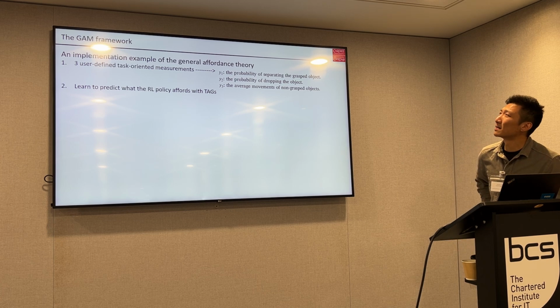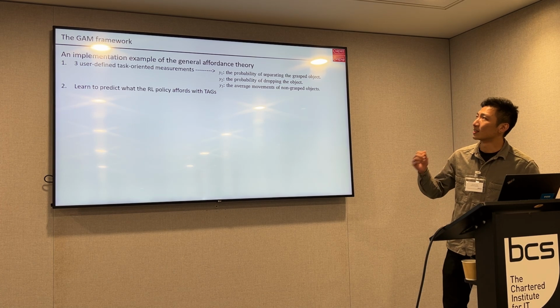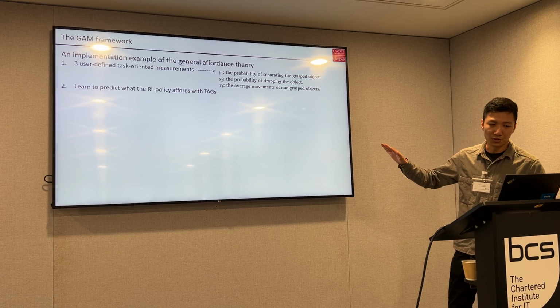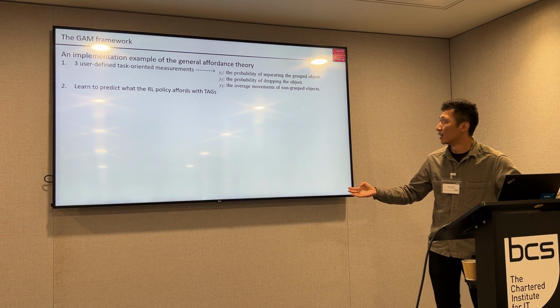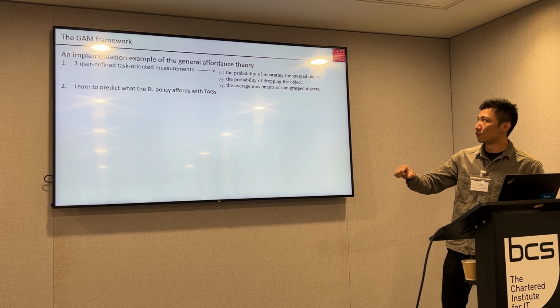So an actual implementation looks like this. For this hook entangling task, we define three measurements, which is basically whether the grasped object can be separated, how likely the object will be dropped, and the average movement of the non-grasped objects.